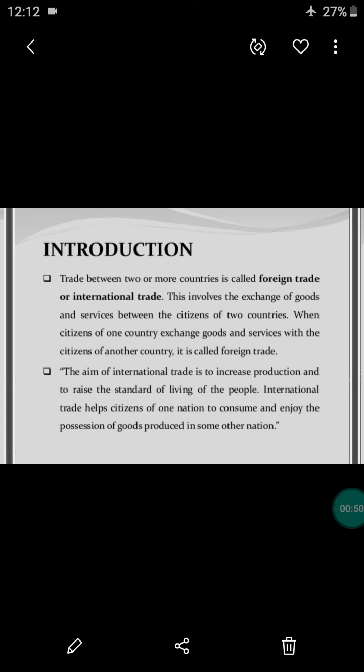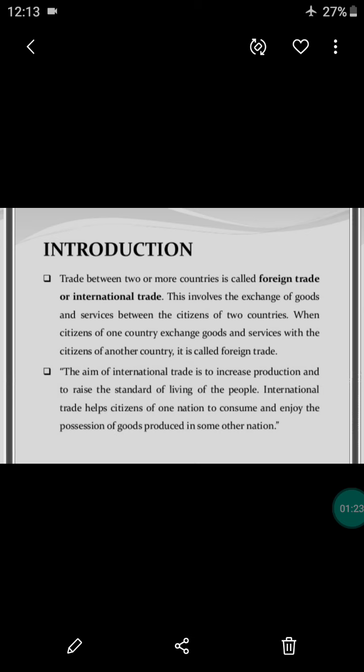First of all, we need to understand what international economics means. International economics is the study of economics of the international trade, or it is the thorough study or the understanding of the economics or the business activities that take place with one or more countries. So now we are going to study what international trade means.